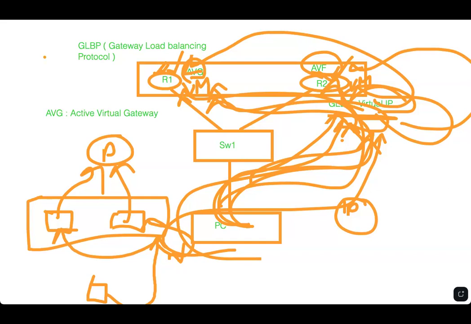Any questions on this topic? What is the full form of AVF? AVF stands for Active Virtual Forwarder.